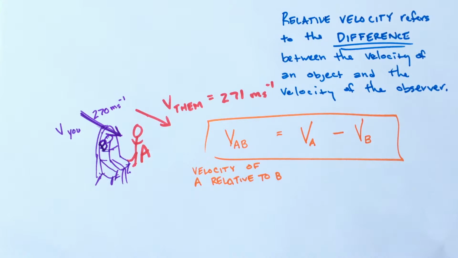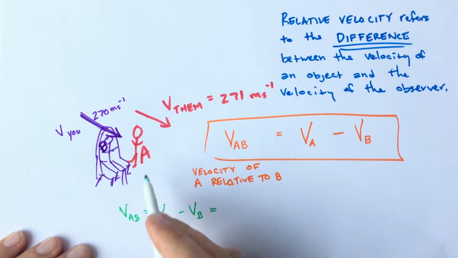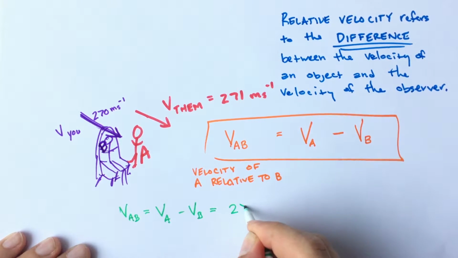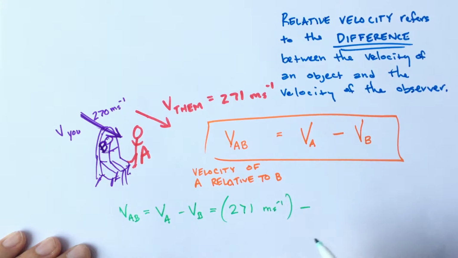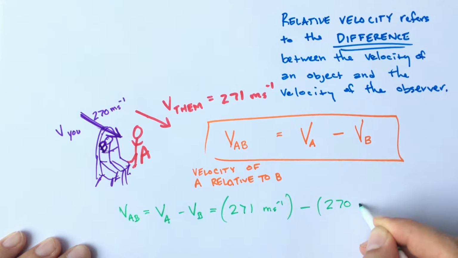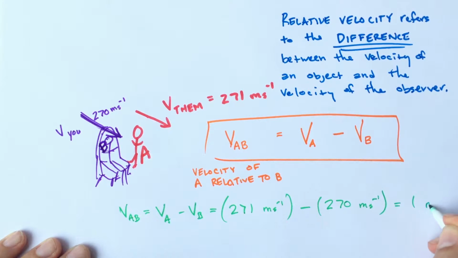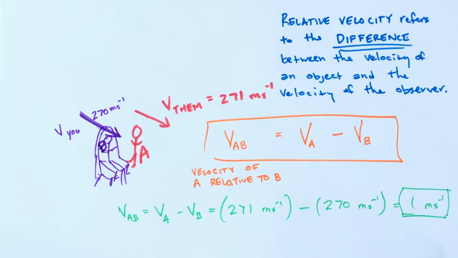It's this idea of the velocity of A relative to B is equal to the velocity of A minus the velocity of B. The velocity of A we said was 271 meters per second minus the velocity of B, which is your velocity, 270 meters per second. And when we subtract these two, we get 1 meter per second. It appears that they're going 1 meter per second because you're both traveling very quickly together at 270 meters per second.